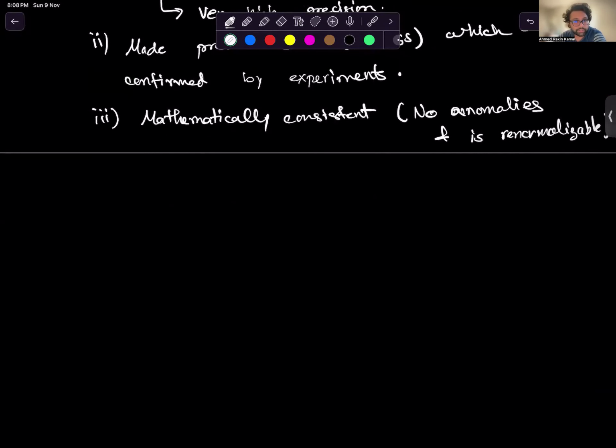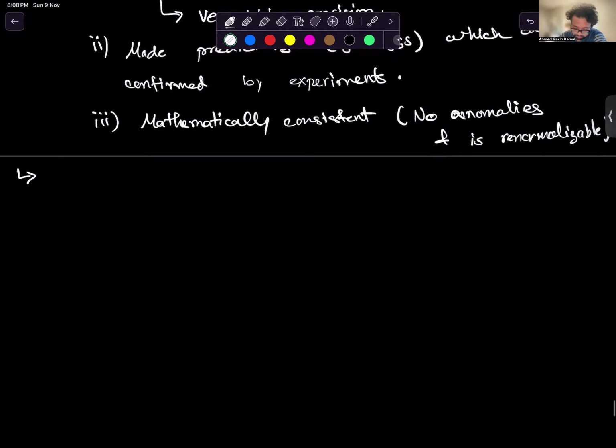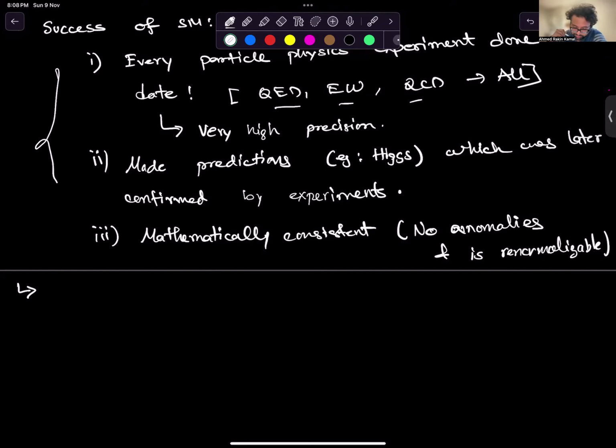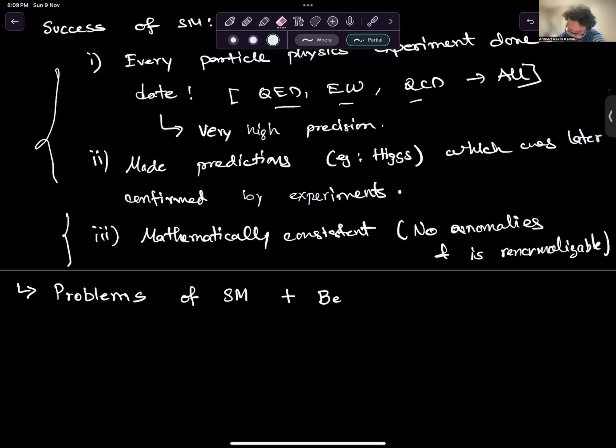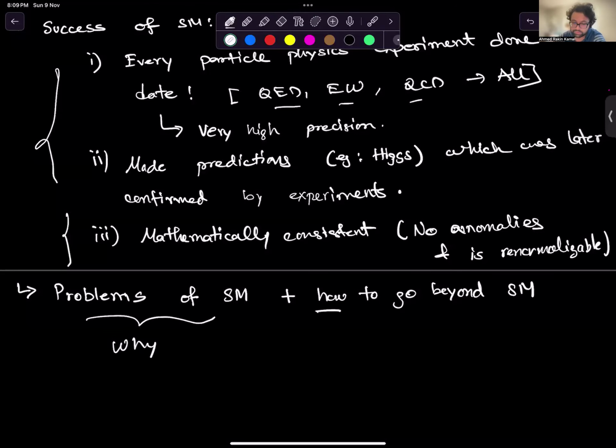So is it the end of the story then? If it explains every experiment and is mathematically consistent, should we stop doing physics? So in the last part, the last 20 minutes, let me highlight some problems of the standard model. Plus, on top of that, how to go beyond the SM. The first part is why to go beyond SM, and the second part is how.